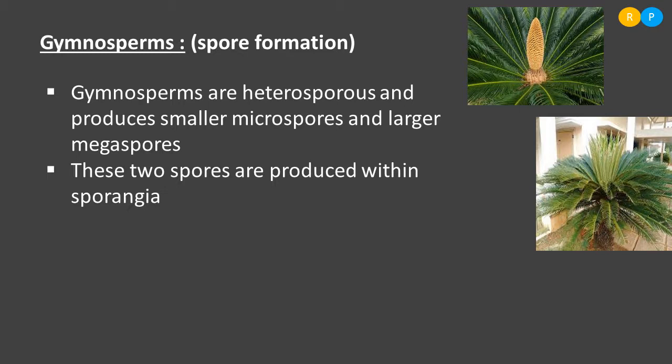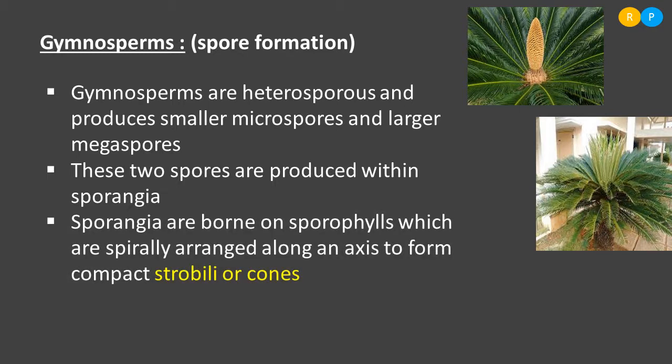Is it not? So these structures are borne on a modified leaf called sporophylls. Understood? These are the terminologies you should always remember. So sporophylls are the modified leaves. These modified leaves form sporangia. Understood? And the sporophylls are arranged spirally along an axis to form a compact structure called cones.